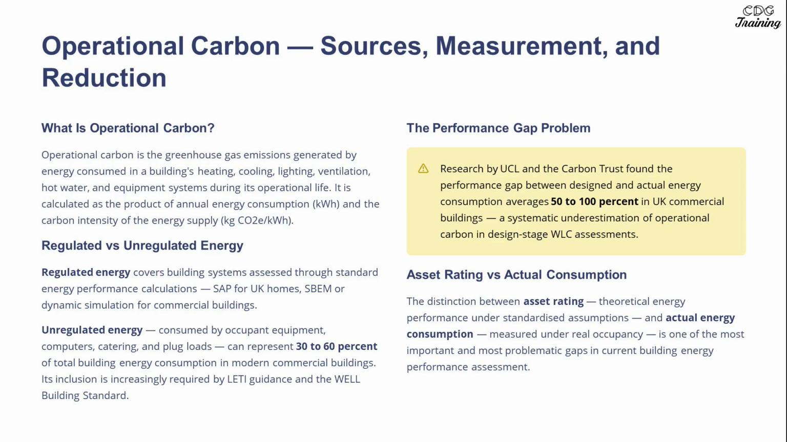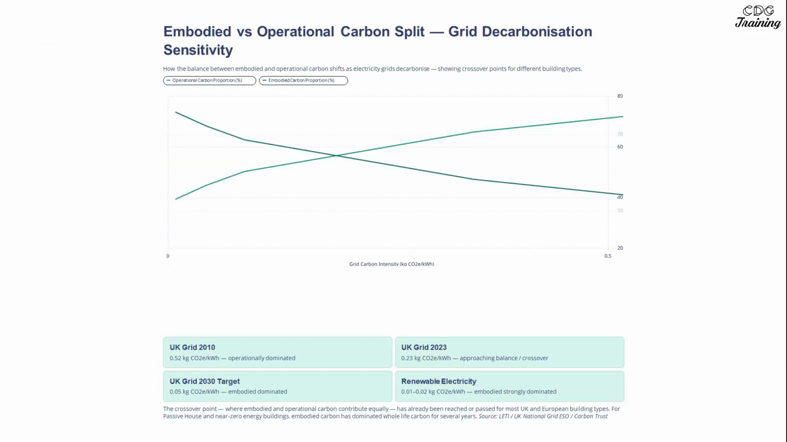Operational carbon refers to emissions from energy use in buildings. It includes regulated and unregulated energy, with a focus on reducing the performance gap between design and actual energy consumption. This chart shows how grid decarbonization affects the balance between embodied and operational carbon. It highlights the transition towards renewable electricity and the impact on carbon emissions.